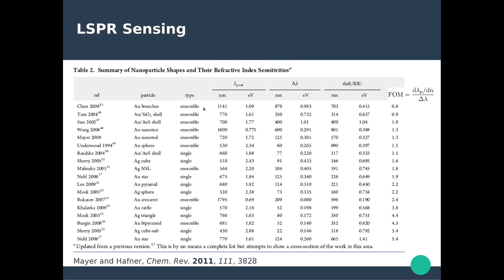So this is just to give you an idea about the different morphologies and how well those different morphologies perform as LSPR sensing platforms. So now these are sensing applications for bulk refractive index. So this is the bulk LSPR sensing. So you're changing the overall dielectric environment. You're changing the overall refractive index.